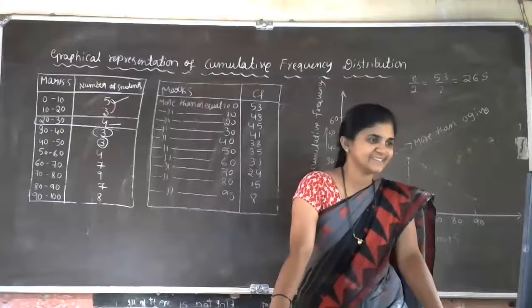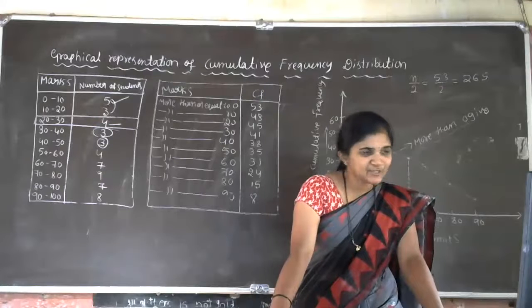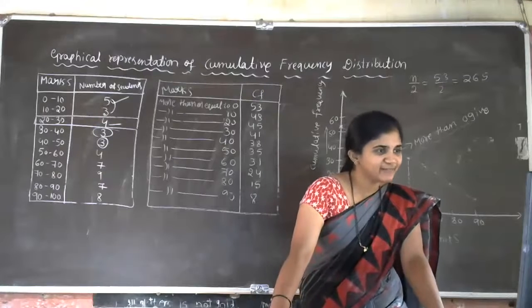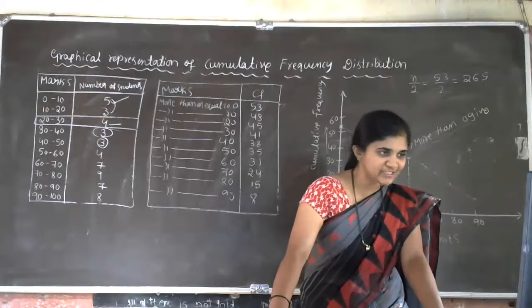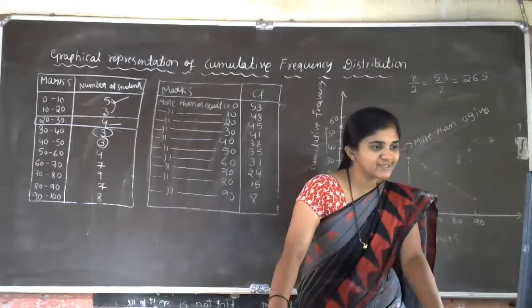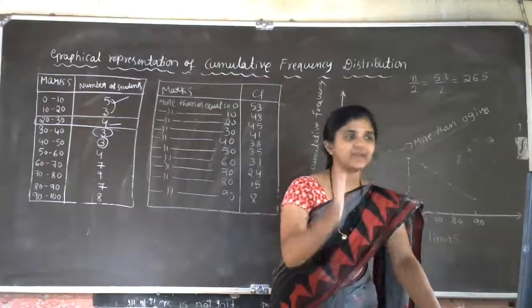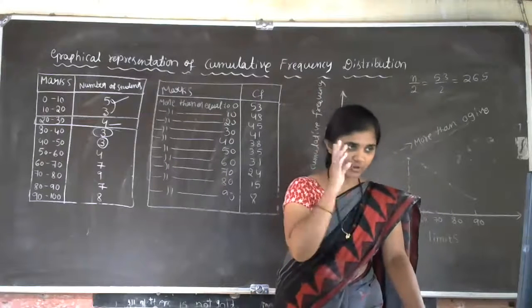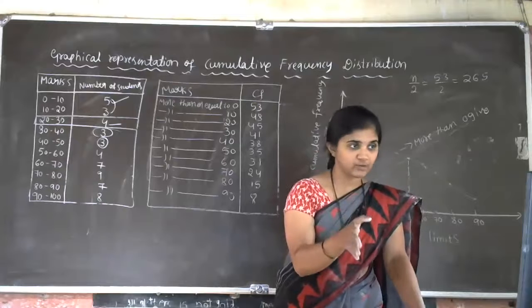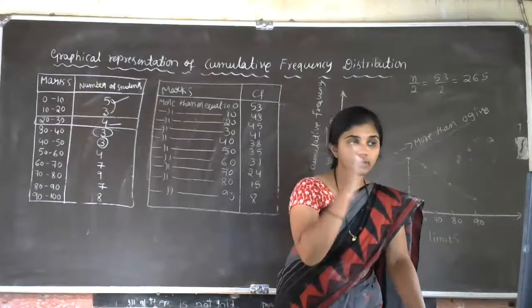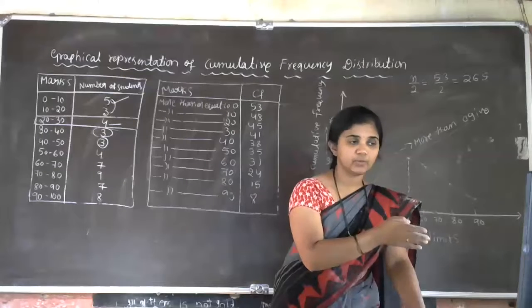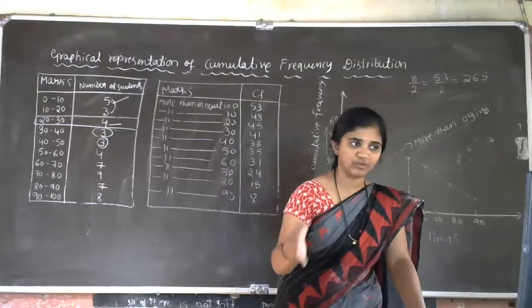Do you have any doubts, students, regarding this? Less than type ogive, more than type ogive, got the idea now? When the class interval and frequency column is given, how to draw less than ogive, more than ogive. Just one class interval and frequency is given, then first you have to concentrate on which graph we have to draw, less than or more than. Then according to that question, less than type cumulative frequency and more than type cumulative frequency you have to draw.